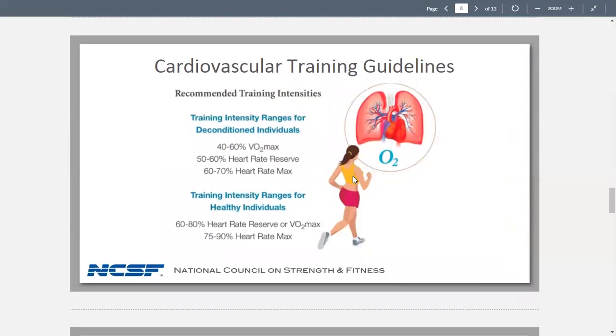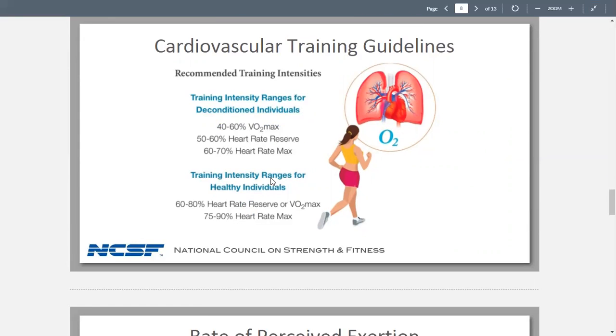As far as cardiovascular training guidelines, here are the recommended training intensities. For deconditioned individuals, you only want to train at 40 to 60% of VO2 max. First you find out the VO2 max, and then you multiply 40 to 60% of that, and that would be your range. It would also be 50 to 60% of your heart rate reserve, or 60 to 70% of your heart rate max. Training intensity ranges for healthy individuals are 60 to 80% of heart rate reserve or VO2 max, and 75 to 90% of heart rate max.